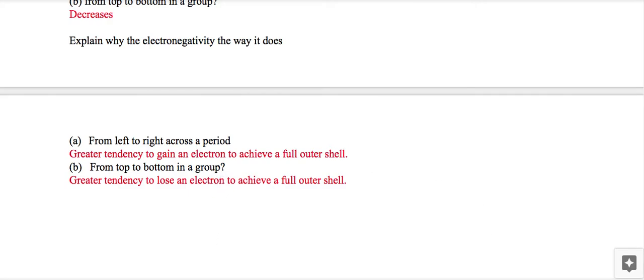So again, let's look at this just to have it in front of us again. It increases going this way, increases going this way. This is saying that it increases going from left to right because of this reason, and then from top to bottom is asking this question: why is it decreasing going down? It's a greater tendency to lose an electron because it has a larger atom. The larger atom means the electron is further away from the nucleus and more easily removed.